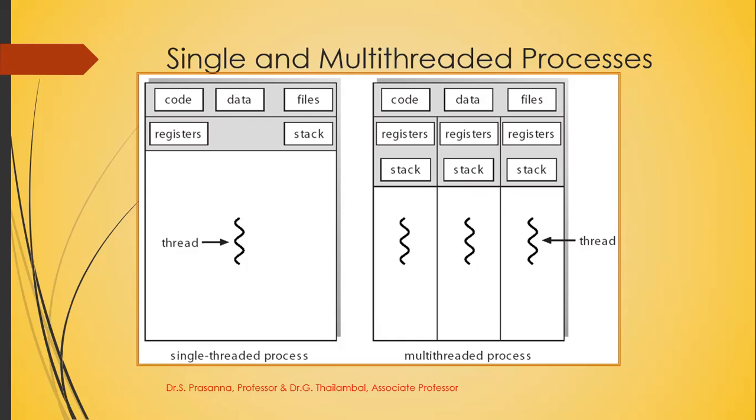What is a single threaded process? Only one process is actually running inside the memory, then it is inside the CPU, then it is called a single threaded process. And the multi-threaded process is more than one process executing at the same time, then it is called a multi-threaded process. If it is a single threaded process, it is going to use code, data, files, registers and stack. But when you are using a multi-threaded process, each thread will have a separate code, registers and stack for its use.